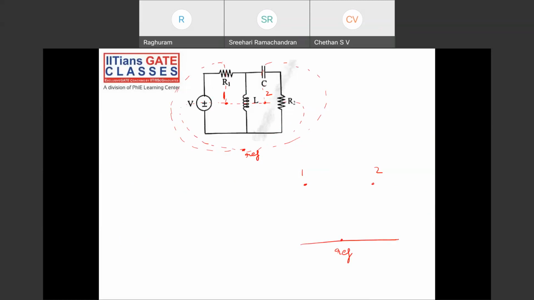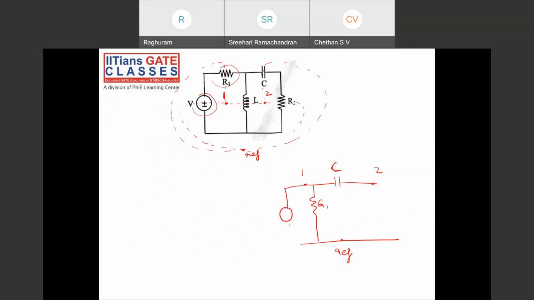Okay, this is my reference node. So between 1 and 2, there is an inductance. So this will be replaced by a capacitor. So between 1 and the reference node, what all we have? A voltage source and a resistor. R1 will be replaced by its dual. What is its dual? G1 or 1 by R1. So this will be G1.